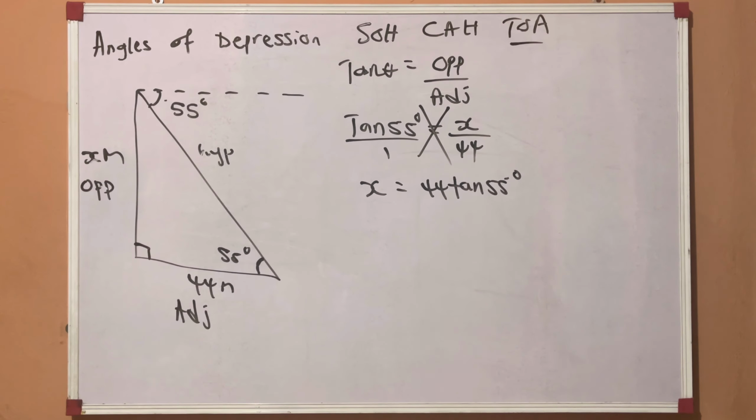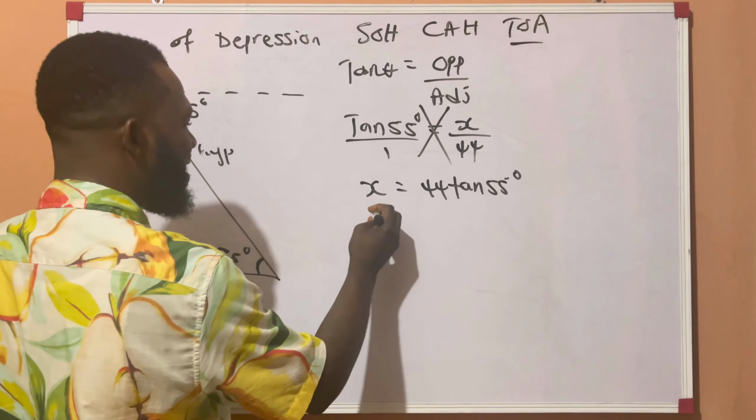All right. And now you will see that we have this. 44 tan 55 degrees simply means 44 times tan 55 degrees. Now, 44 multiplied by tan 55 degrees gives us 62.838.